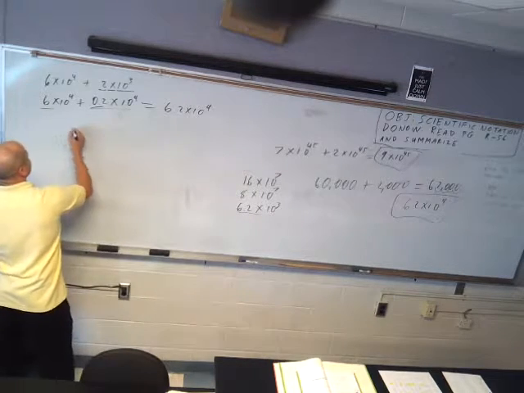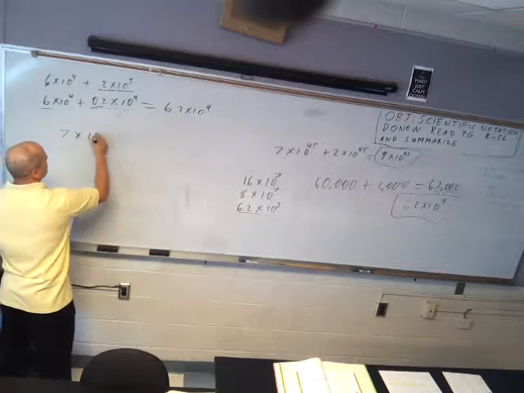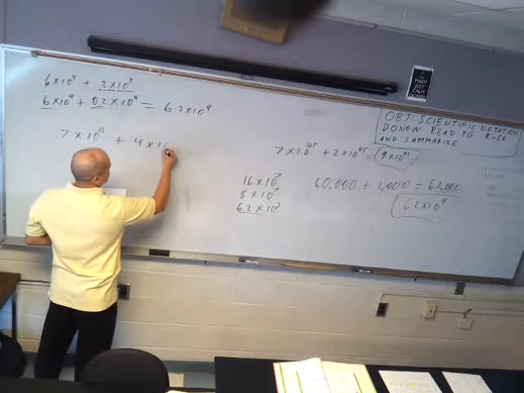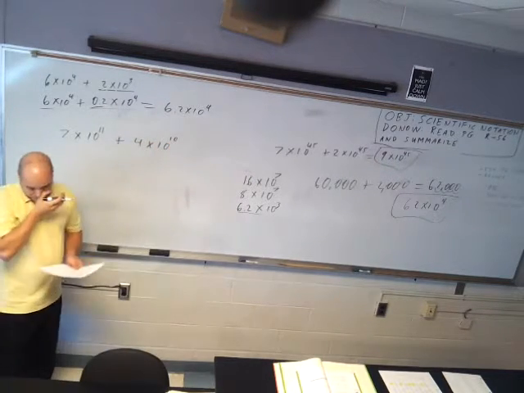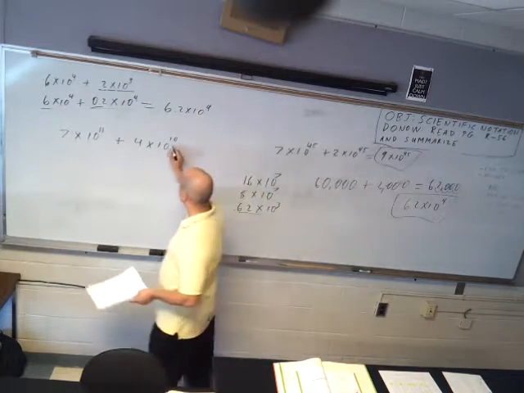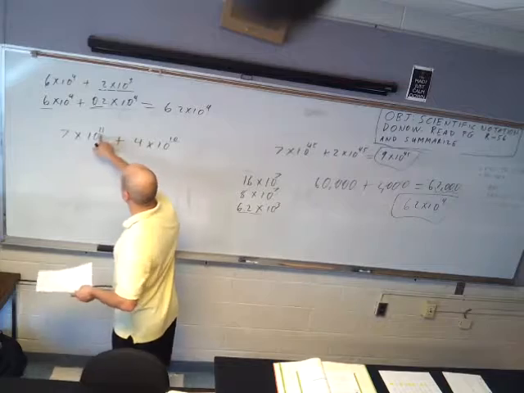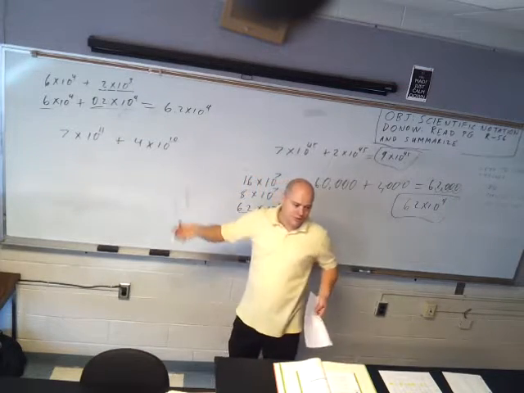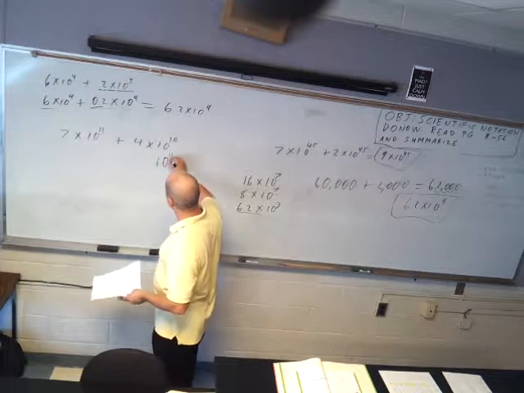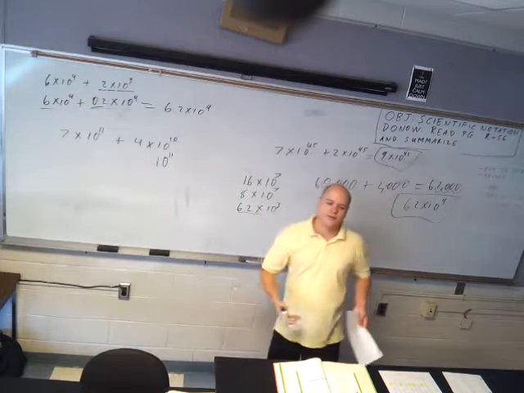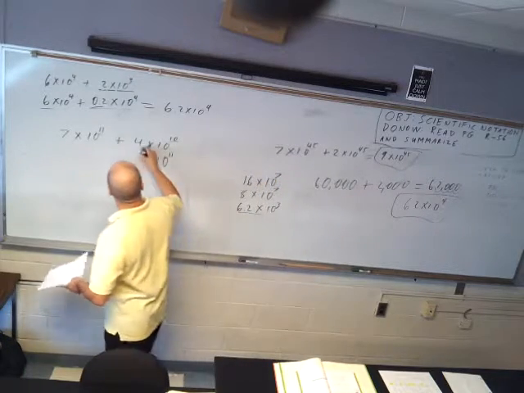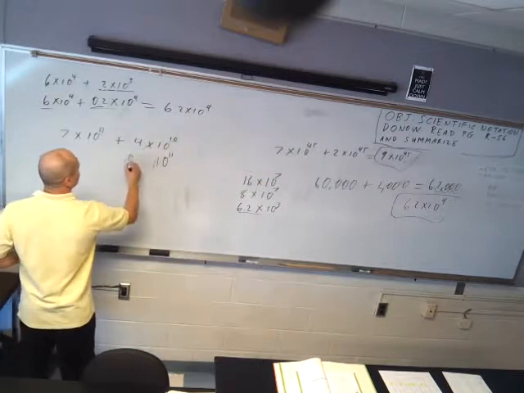Let's do 7 times 10 to the 11 plus 4 times 10 to the 10. Okay? So we look at these two things. This is the smaller exponent, this is the bigger exponent. So I've got to make the smaller one be the same as the bigger one. So I have to take this 10 to the 10 and make it 10 to the 11. I hope you understand 10 to the 11 is 10 times bigger than 10 to the 10, because this number went up by 1. So now I've got to divide this by 10. I've got to make it 0.4.